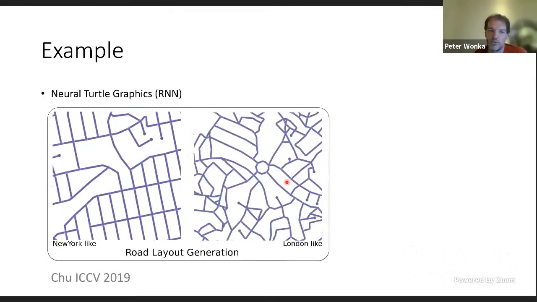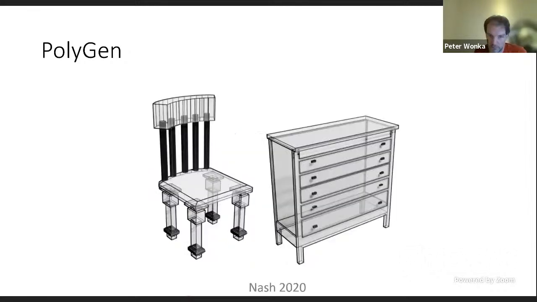Then transformers, again, this may be coming from this direction. This is some earlier work using RNNs at ICCV for street graph generation. And then this other paper here, I would say, is very important, PolyGen, which is able to generate meshes. And it's very important for the generation of discrete structures.